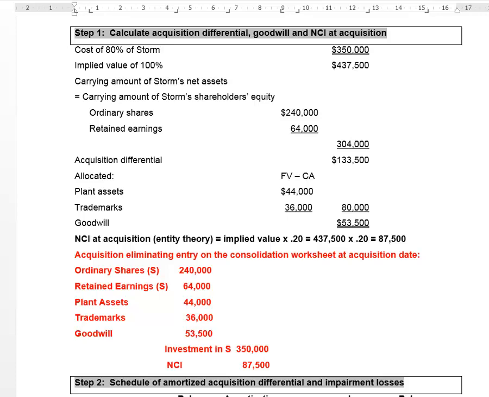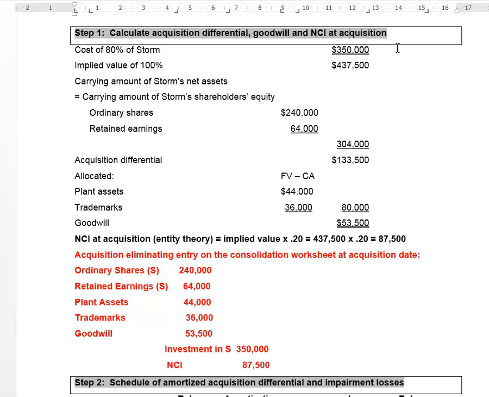This one involves two companies, Palm and Storm, Palm being the parent and Storm being the sub. In this case, we have to go through all of the steps to prepare consolidated statements several years after they become related. So, in our case, first thing we would do in any of these questions is calculate the acquisition differential, goodwill, and our NCI, our non-controlling interest at acquisition.